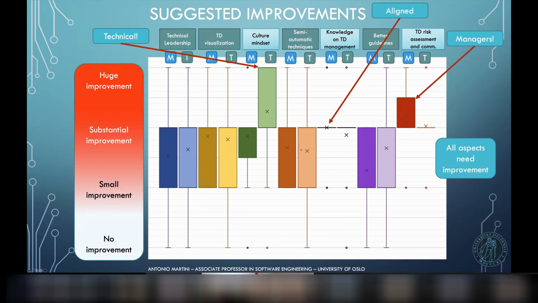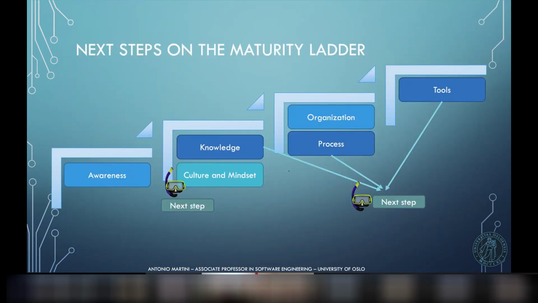So based on this and on the results that we had, we said, okay, let's try to understand what are the next steps. And basically, we put all these topics in a maturity ladder. The rationale for this is that first, we need to have a good awareness. Without awareness, we can't really do anything about other practices related to technical debt. If we don't know what technical debt is and that it's important, it's difficult to do anything else.